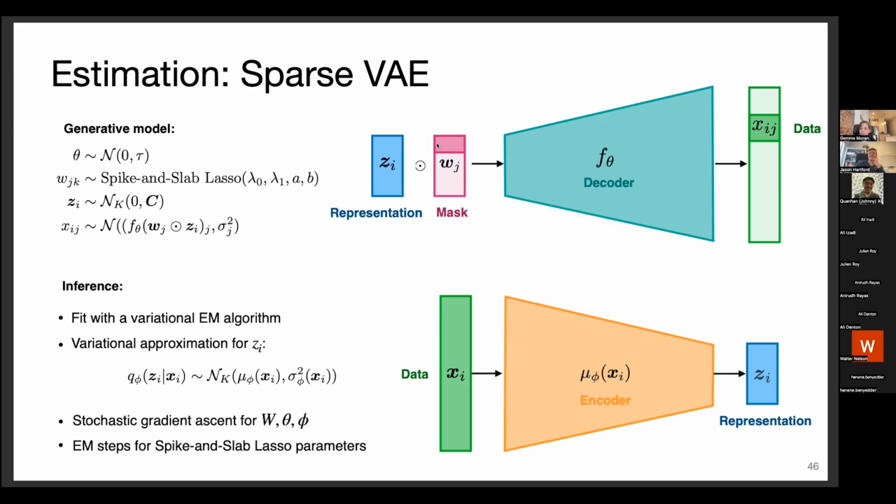I haven't worked with the spike and slab. How do you control the sparsity through the prior? Which parameters are you changing to control the sparsity?